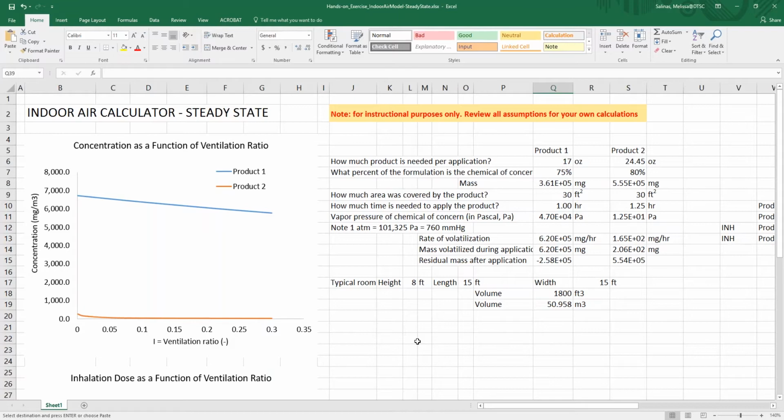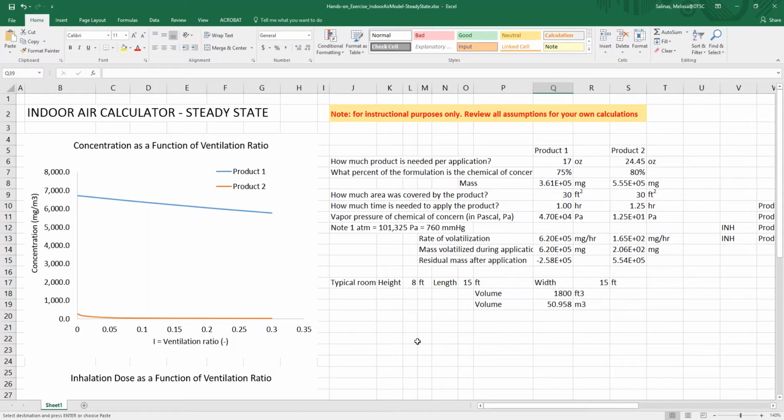So assuming that you're painting or removing paint from 30 square feet, how much time is needed? What's going to be the exposure that someone may have if they're out there? The vapor pressure of the chemicals, again, we got that from those websites. And then this calculates a rate of volatilization.